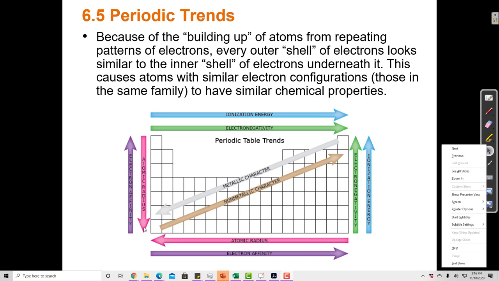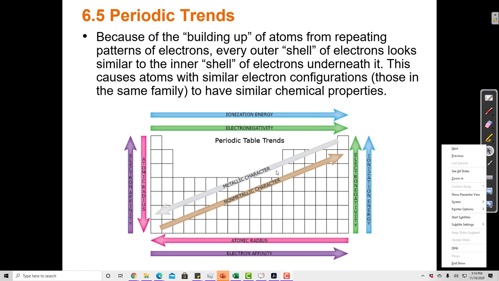Those arrows are opposite these. Atomic radius points down and points to the left. So that means that this atom here has the largest atomic radius. But it means that these atoms up here have the largest electronegativity, ionization energy, and electron affinity.